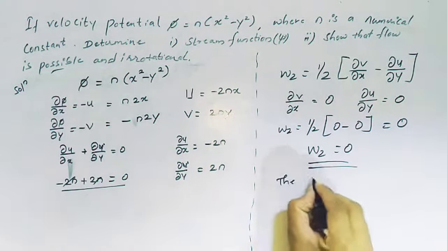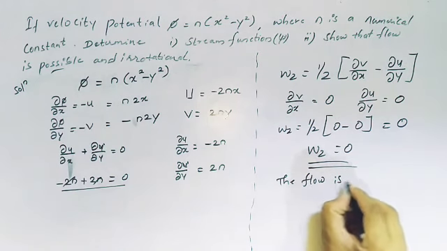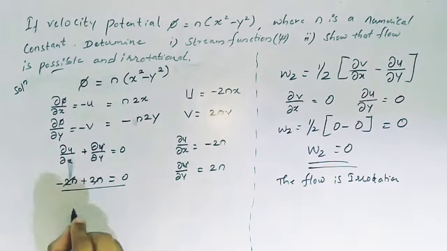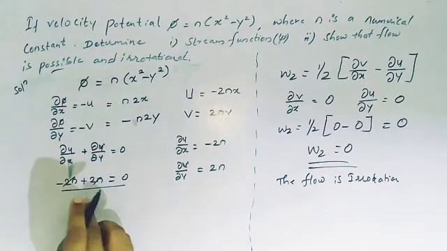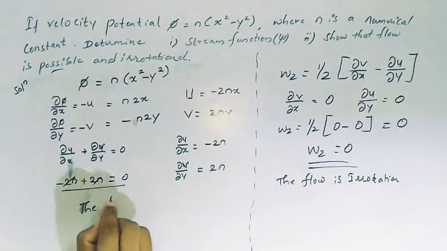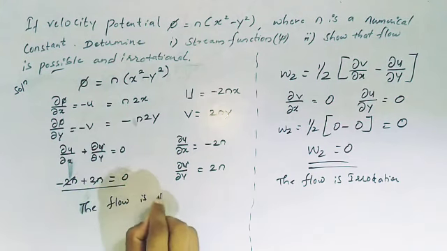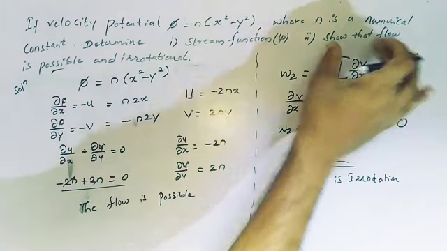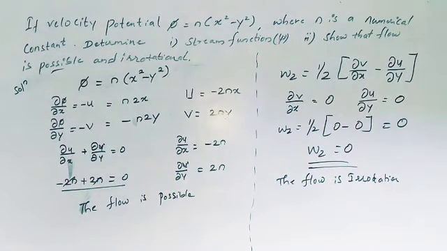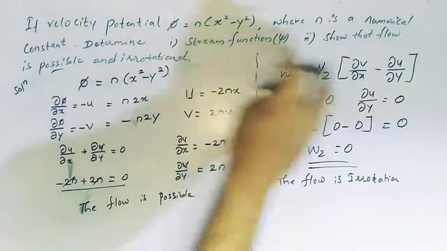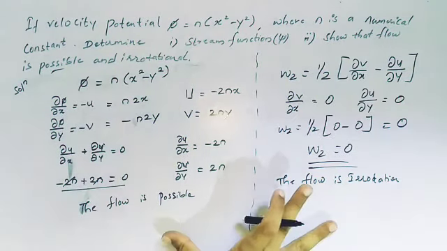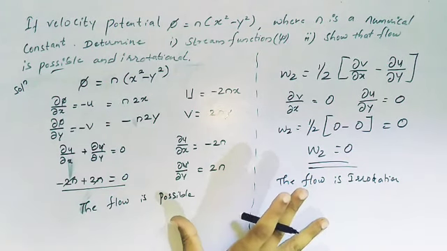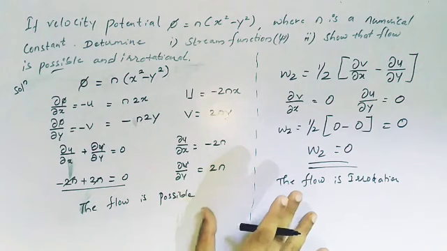So the flow is irrotational, and here it satisfies that the flow is possible. So now we have proved this second term, second identity. As we have to determine both whether the flow is possible and irrotational, that we have done here. So if you solve this much, you will get around 5 to 6 marks for this one.